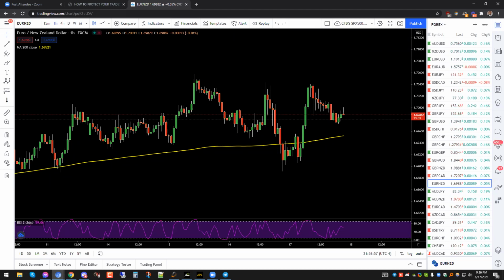So let's still take a look at Euro NZD. All right. So I wanted to know who took a trade on Euro NZD. Maybe we could use an exact setup that you guys took and analyze it, see how you could have protected your trade in a situation like that.